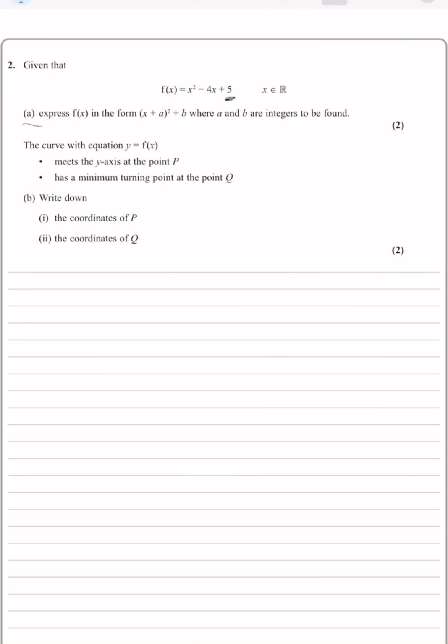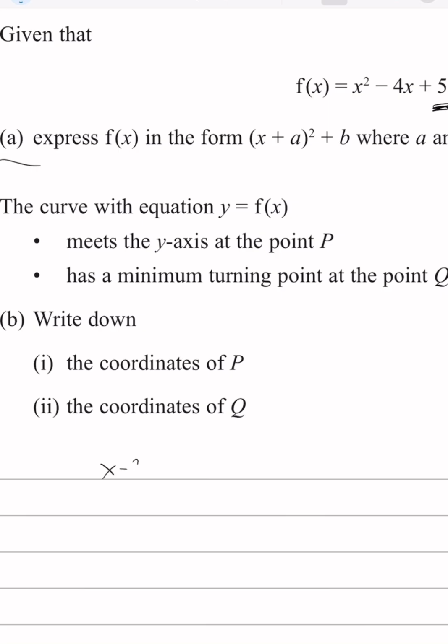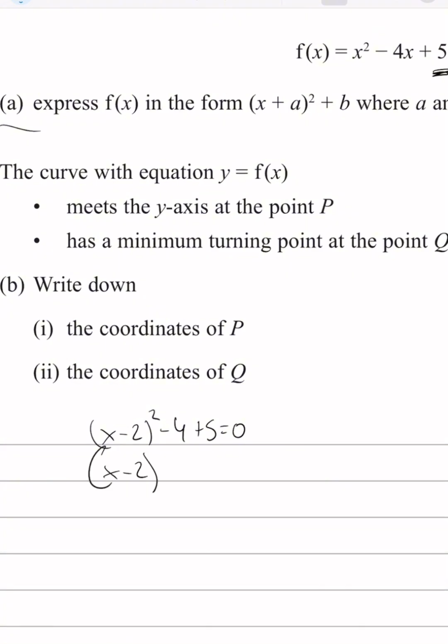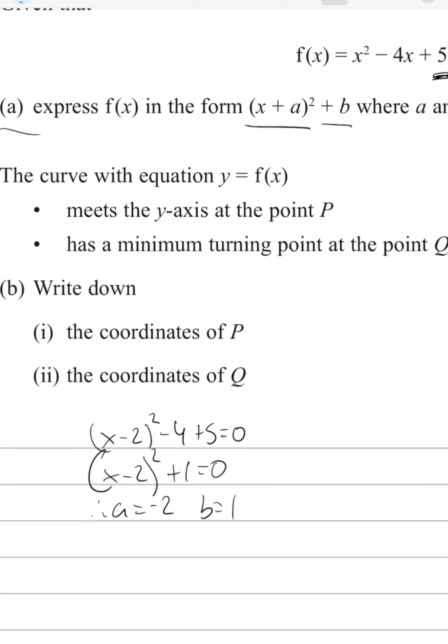For question 2, part A, you just want to complete the square. So in this case, it will be x minus 2 squared minus 4 plus 5 equals 0. So x minus 2 squared plus 1 equals 0. In this case, then a would be minus 2 and b would be 1, as stated in the equation.